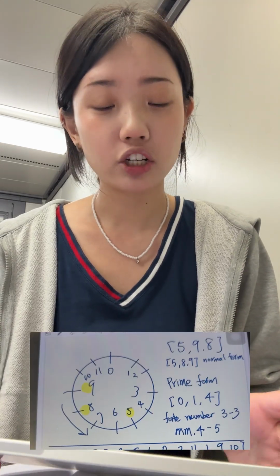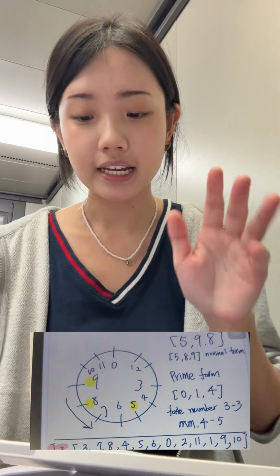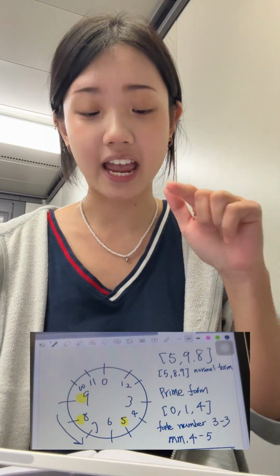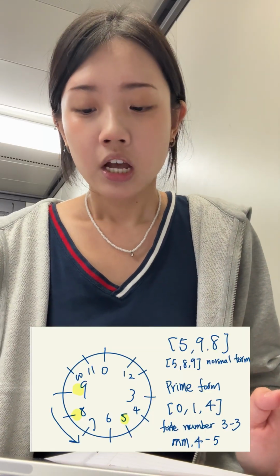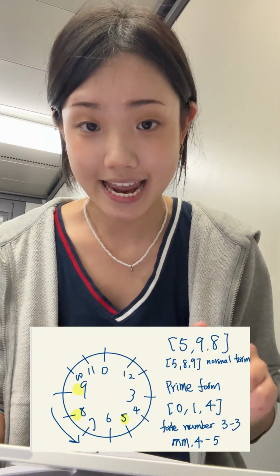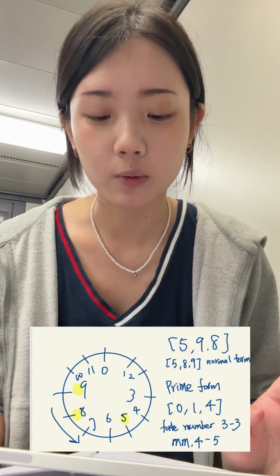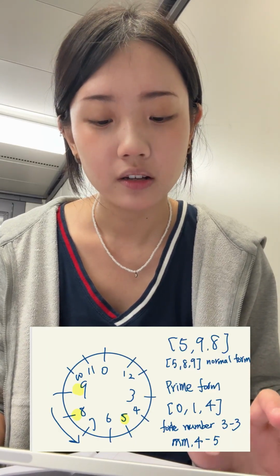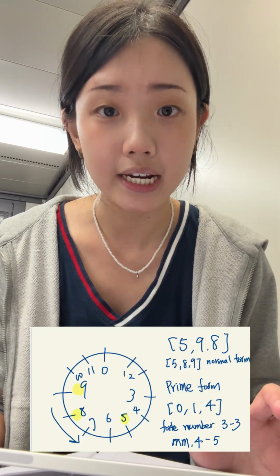Finally, we get measures 4 and 5: 5, 9, 8. We have F, A, and G sharp. For the prime form, we get the normal form first, 5, 8, 9. Our prime form is 0, 1, 4, and the Forte number is 3-3. That's a semitone plus a major third, even wider. So this pushes the music into a more open, forward-moving space and feels like a closer of the opening phrase.